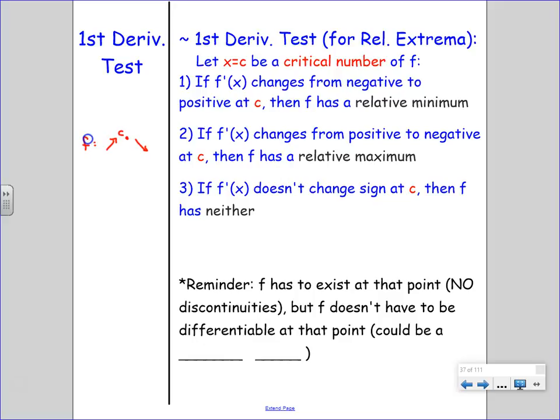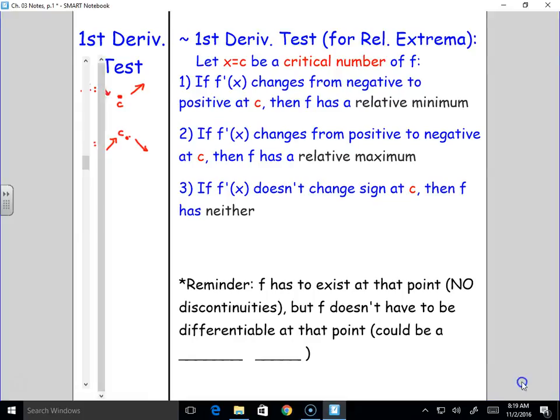And if f prime changes from negative to positive, remember what that means? F is changing from decreasing to increasing at a point C. It could be rounded, it could be sharp, it doesn't matter. That's going to be a relative minimum. So yes, there are lots of words to memorize, sort of, kind of, maybe, but it's more of an idea to understand.